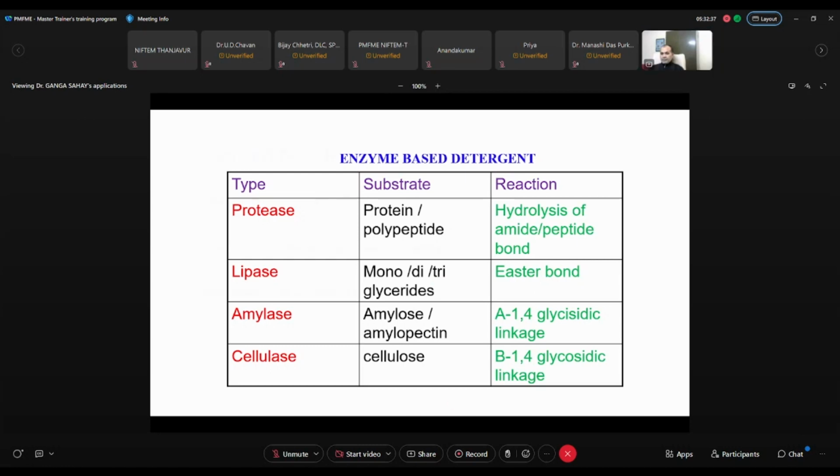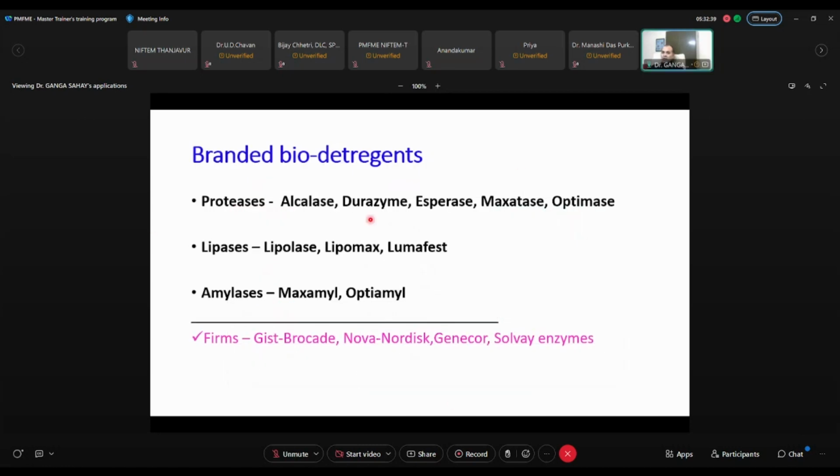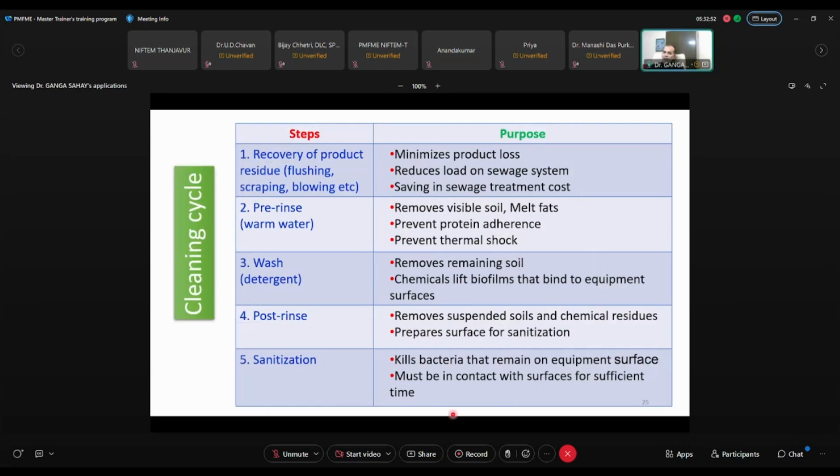Okay. So these are some of the branded detergents like protease. You can find a lot of them. Lipases, these are the suppliers. Amylase. Okay, so we can get these from the market nowadays. Now the cleaning cycle. How are we performing this cleaning cycle? These are some of the basic steps which are performed. The first step is recovery of the product residue through flushing, scraping, or blowing.